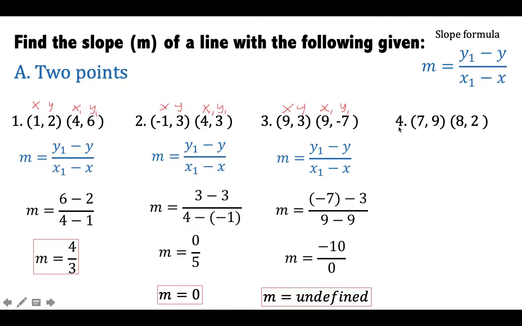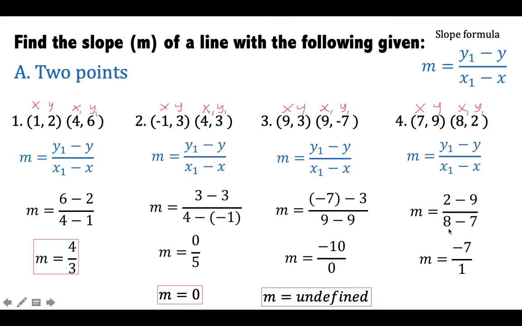For given number 4, 7, 9, and 8, 2. We're going to label this as xy. This is our x and this is our y. But we will set this as our x sub 1 and y sub 1. Then replace it in our formula. And after that, simplify. 2 minus 9 is negative 7. 8 minus 7 is 1. And negative 7 over 1 is negative 7. So that will be our slope. That is how to get the slope given 2 points.